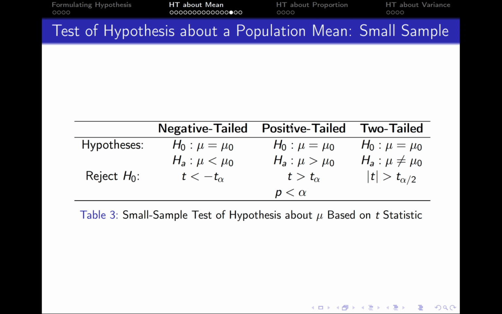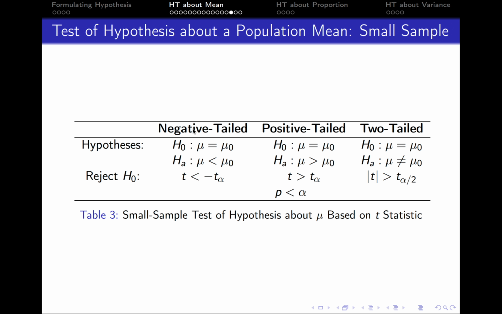Here on this slide you can get a quick summary of 3 types of tests for hypothesis testing about the population mean given it's a small sample, and the rejection rule. So let's start with the negative tail test. As you can see, the null hypothesis for all these 3 tests is the same, that the true population mean is equal to the hypothetical population mean.